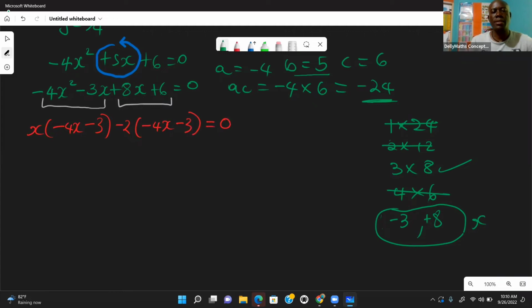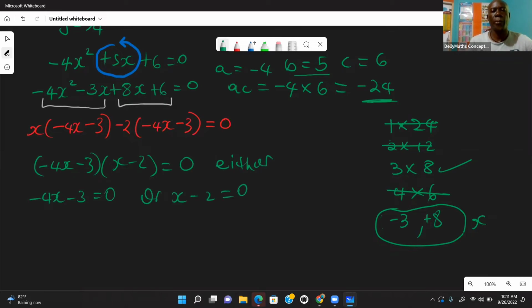Now at this time, you'll see that we'll have a twin bracket. So we could write back one of these, and the two things on the outside, which is the x and the negative 2, they would go in another bracket. So we have x minus 2, and this is equal to 0. Again, the zero product works because two things multiply to give a 0. Either the negative 4x minus 3 is equal to 0, or the x minus 2 is equal to 0.